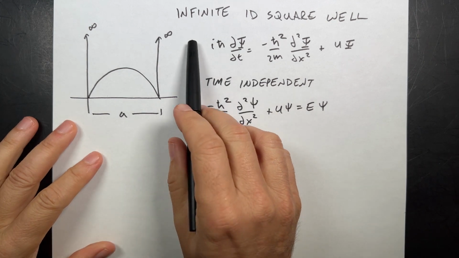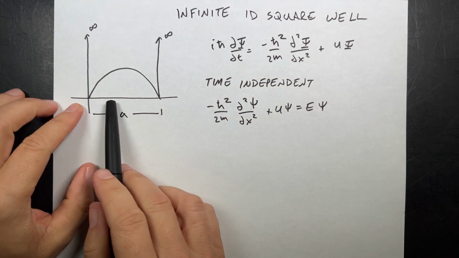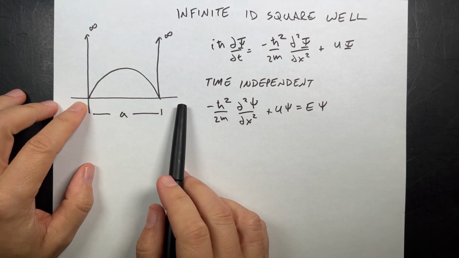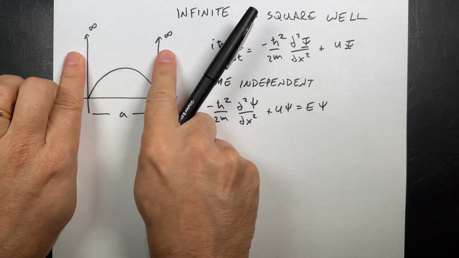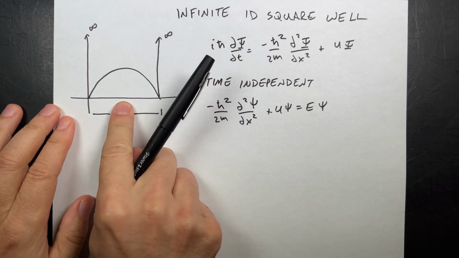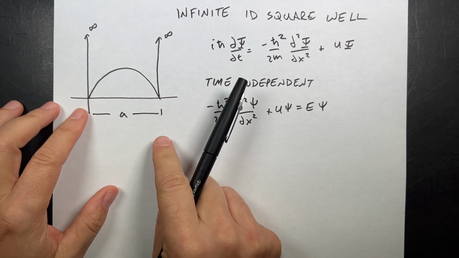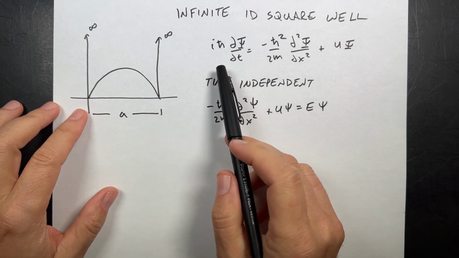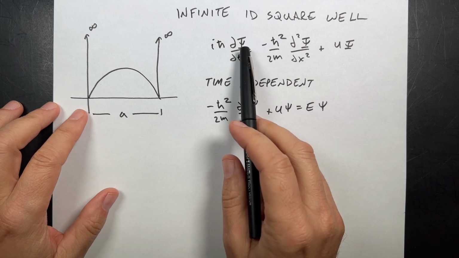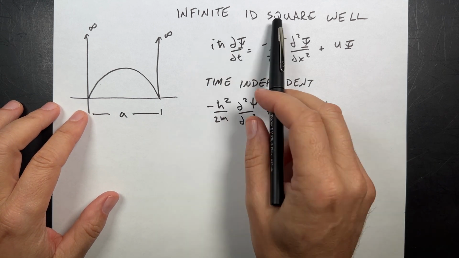So we have this infinite square well. It's a one-dimensional region where the two sides have an infinite potential. So a particle must be in this region of length a, where I'm going to set a equal to 1. And it has to satisfy the Schrödinger equation for the wave function, capital Psi, which is right here.